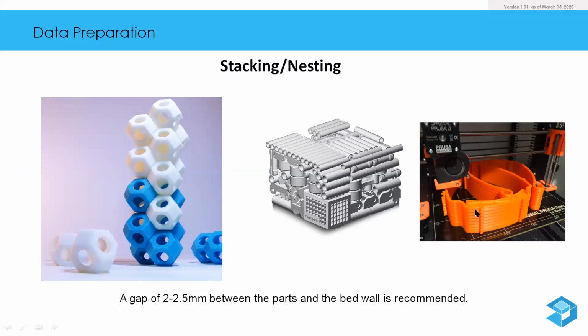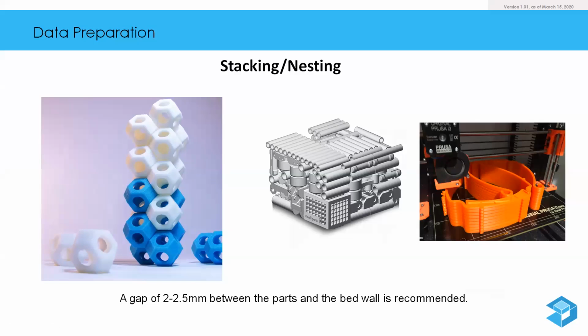There will be some form of supports in between over here in the FDM process. You can easily chip them off. But in SLS, there'll be powder in between each of these components. So around 2 to 2.5 mm distance is maintained in between the parts and in between the bed wall.